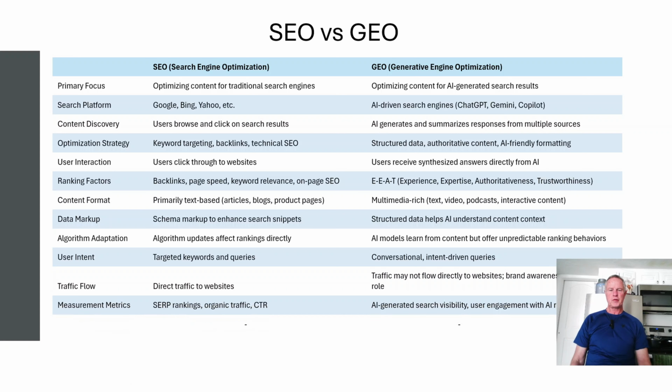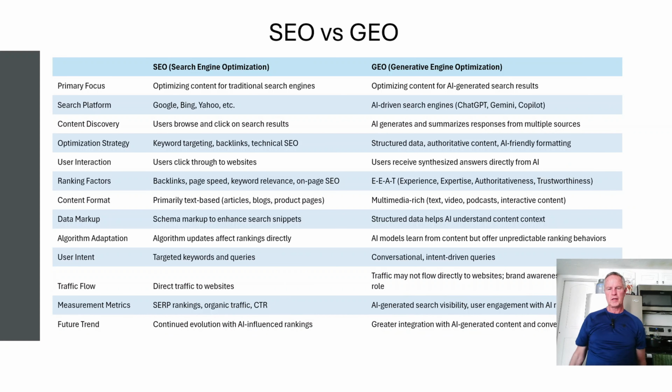So the measurement metrics in the past were SERP rankings, organic traffic, click-through rate, bounce rate, engagement rate, things like that. Whereas with Generative Engine Optimization, AI-generated search visibility, somehow we have to measure that. Did we show up on AI overviews or AI results? And then user engagement with those responses. Those will probably be how we'll measure in the future. I think companies will come out with the ability to help us with that.